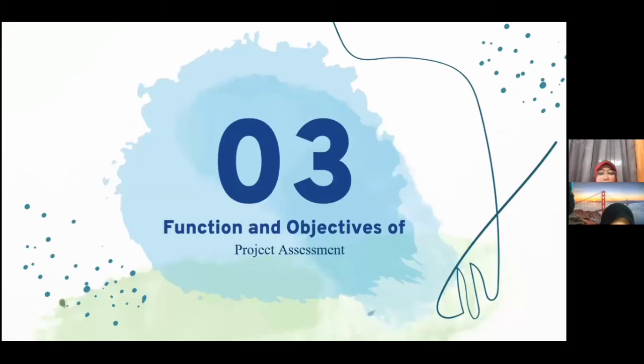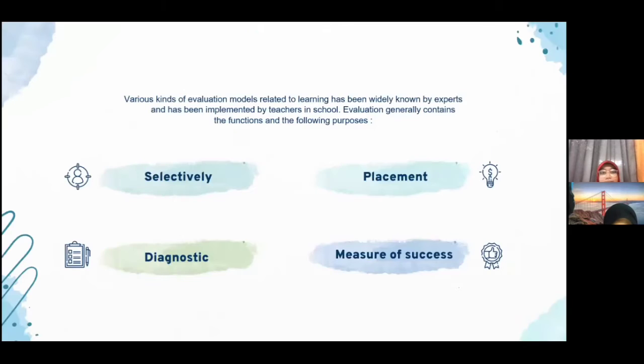The third part is function and objective of project assessment. Various kinds of evaluation models related to learning have been widely known by experts and have been implemented by teachers in school. Evaluation generally contains the following functions and purposes. The first, selective. The second, diagnostic. The third is placement. The fourth is measure of success.